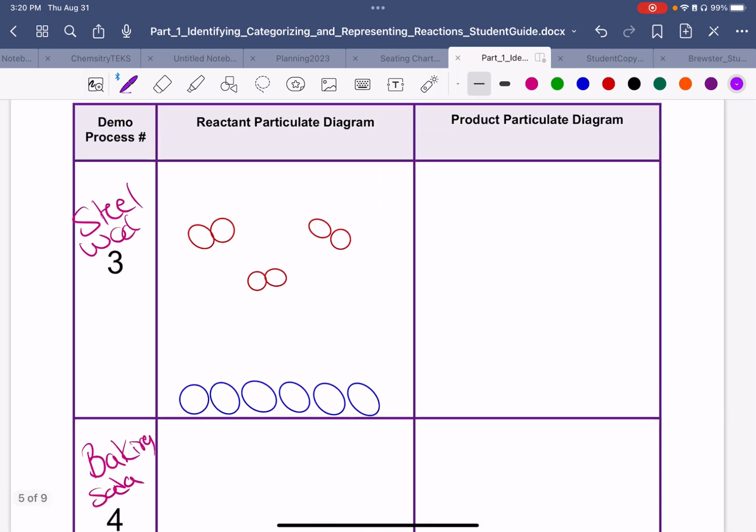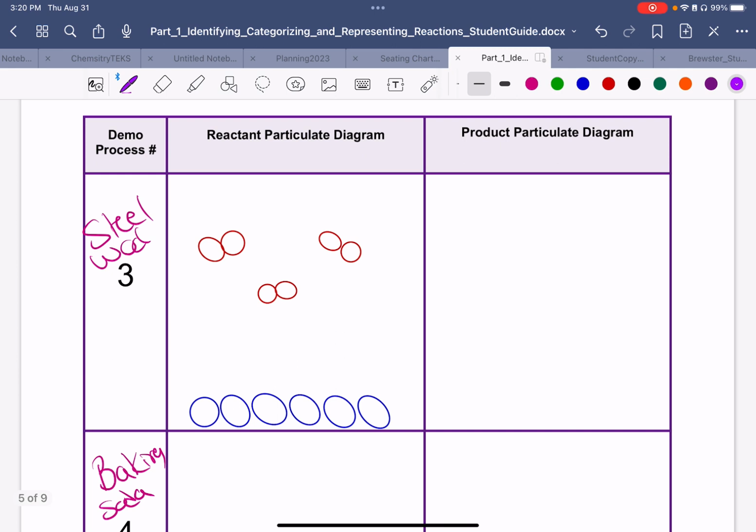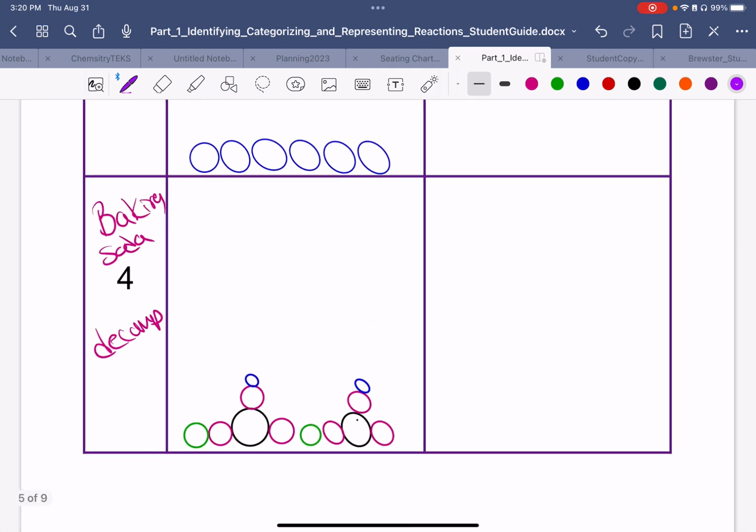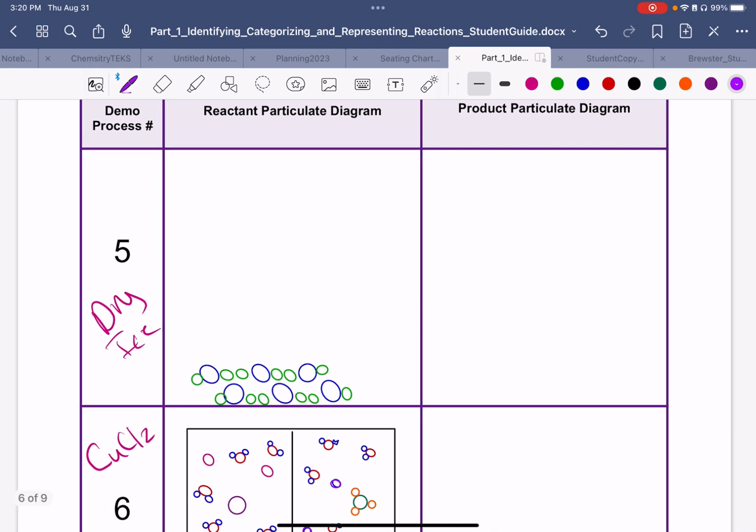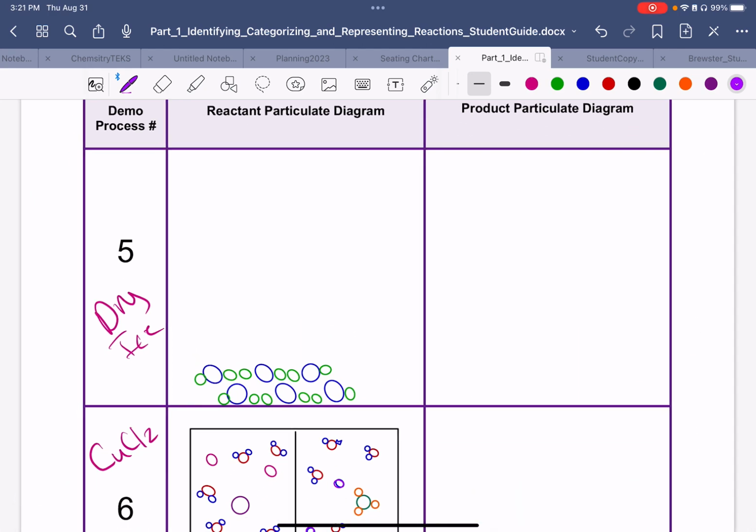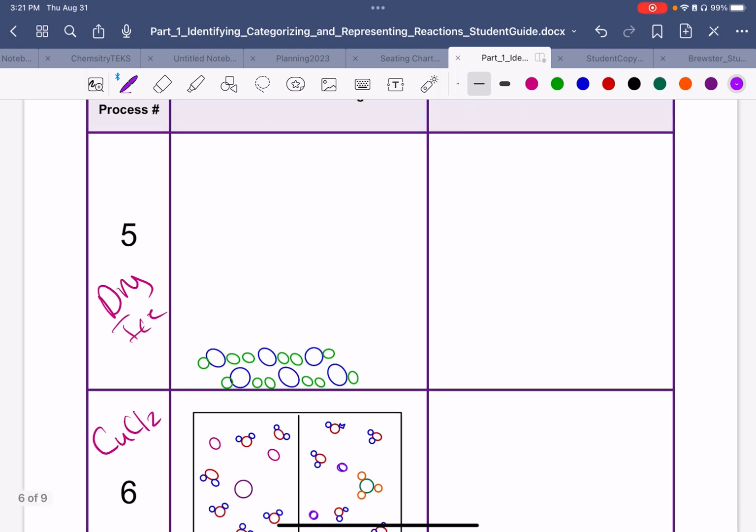Here's another one. There's steel wool. So think about what happens, and there is a reason why I have three oxygens. It is diatomic, and then the blue represents the iron. So how would you draw that on the other side with that reaction? Here's baking soda, and so I got you started. What does it look like as it decomposes? What is it breaking down into? Okay, here's dry ice. Again, it's a solid, it sublimes, so it skips the liquid phase and goes into gas. How would you draw that?